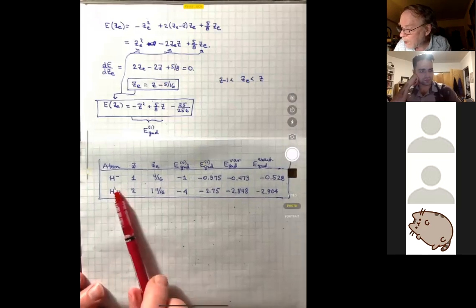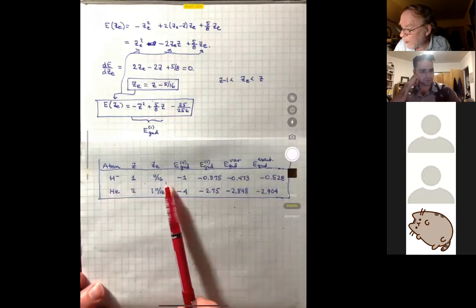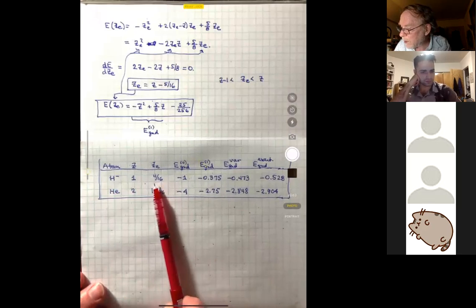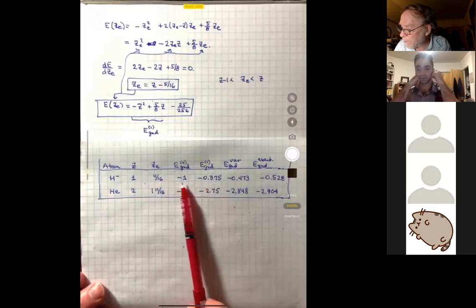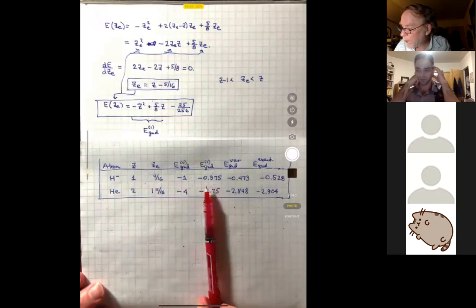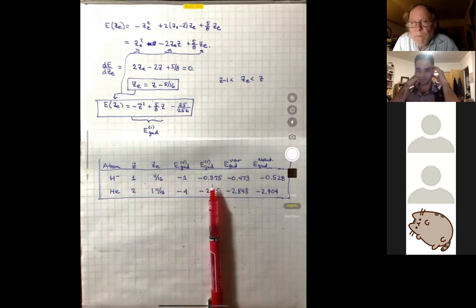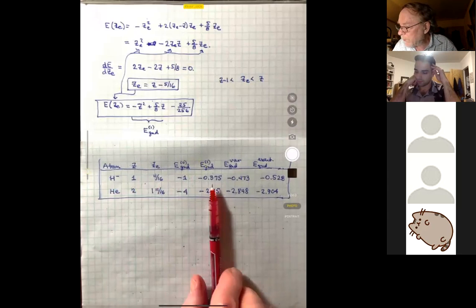If we look at H minus, here's the results. We have 11/16 of the charge is seen, according to this variational estimate. The next two columns again are the results of perturbation theory. We were disappointed because the results of first order perturbation theory gave us an energy which was above the continuum threshold, and therefore did not provide us with a theoretical proof of the existence of a bound state of the H- ion. Well, here's the variational result.